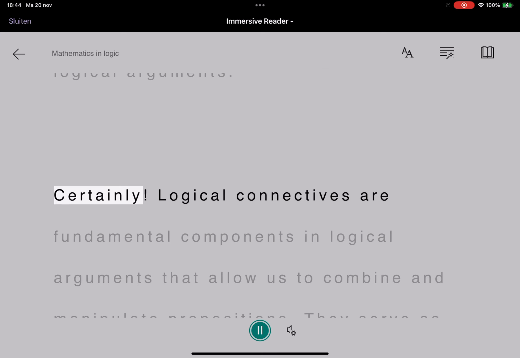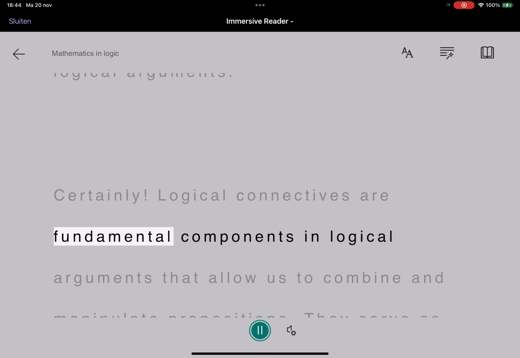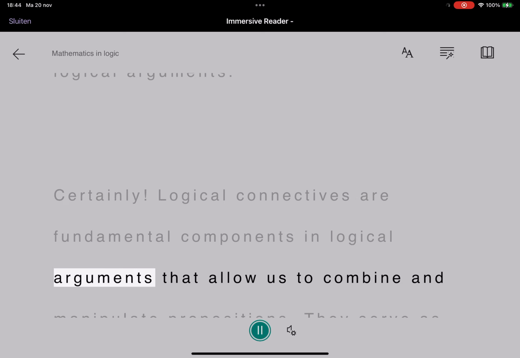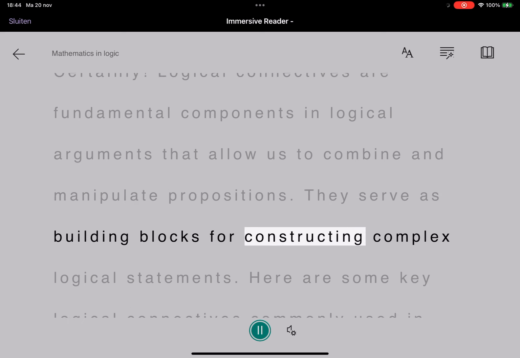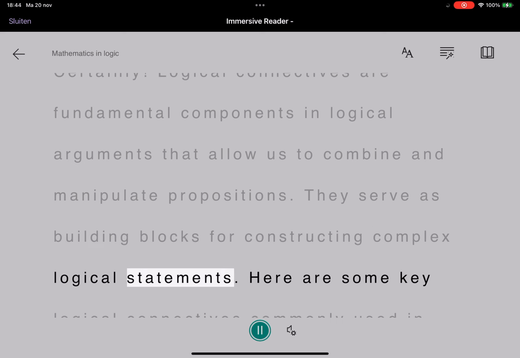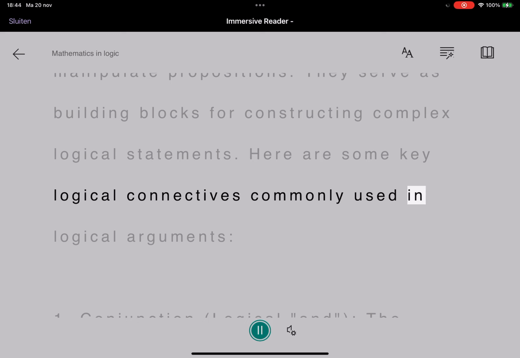Certainly, logical connectives are fundamental components in logical arguments that allow us to combine and manipulate propositions. They serve as building blocks for constructing complex logical statements. Here are some key logical connectives commonly used in logical arguments.